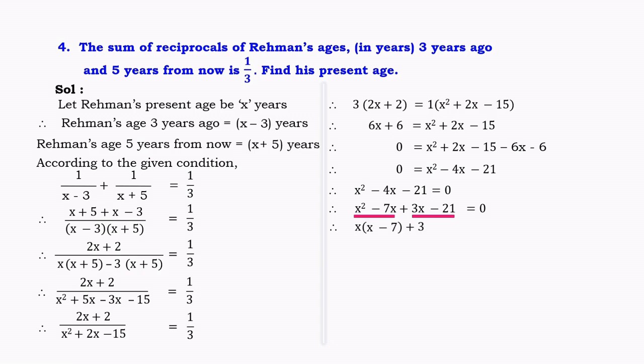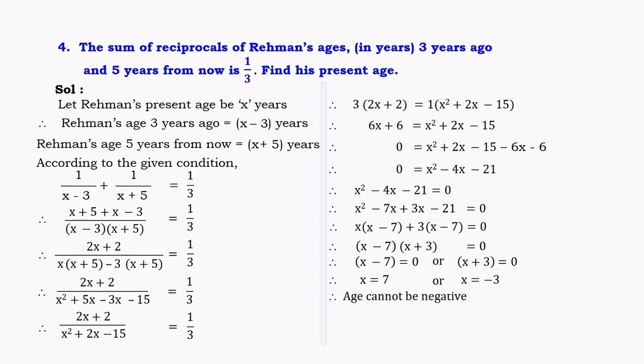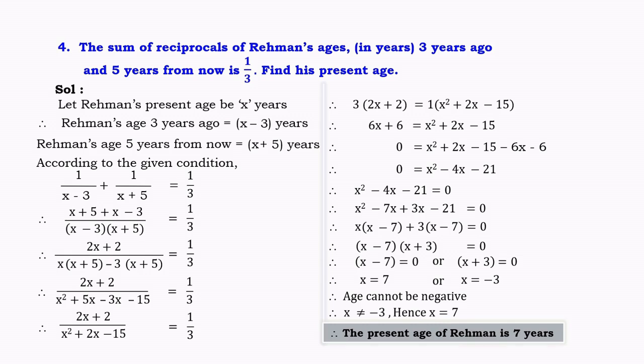After factorization, we get x minus 7 multiplied by x plus 3 equals 0. Therefore, the possible values of x are 7 and negative 3. But age can never be negative. So, we reject negative 3. Hence, the value of x is 7. Therefore, the present age of Rahman is 7 years. So, the required answer is that Rahman's present age is 7 years.